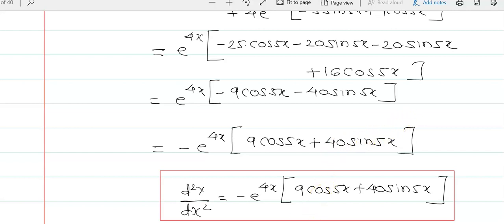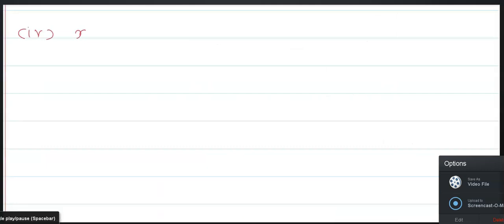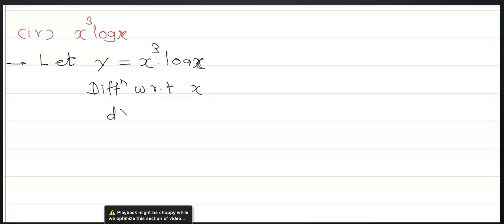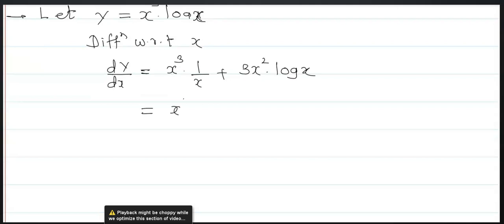Now next is the fourth one, x cube log of x. Now differentiate this with respect to x, dy by dx is equal to x cube into derivative of log of x, which is 1 upon x, plus 3x square into log of x. That x square upon x, x gets cancelled, x square plus 3x square into log of x.